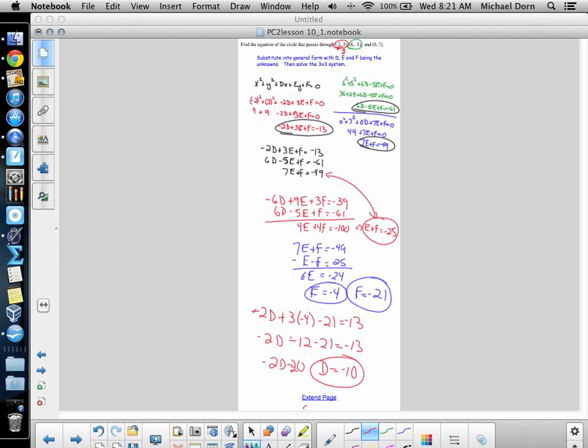Is it? No, because this is a positive 20. Because I get negative 33, I add 33 to each side, we get positive 20. Negative 2D equals positive 20, so D is negative 10. Let me go back all the way up here to our original equation with D, E, and F and substitute in it, and that's the equation of our circle that has those 3 points. Yay!